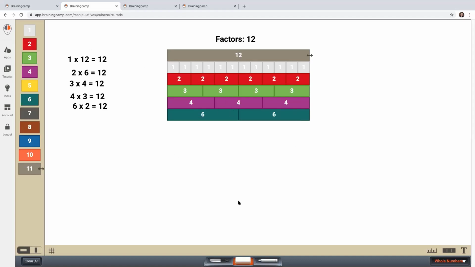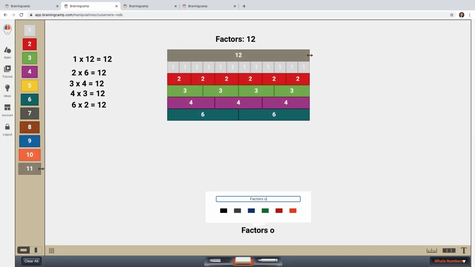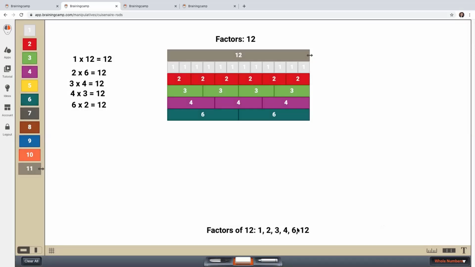So my factors of 12 are 1 times 12, 2 times 6, 3 times 4. Now 4 times 3, when I get to writing that out in a list, I don't have to repeat those two numbers. The same with 6 times the 2 or the 2 times the 6. So factors of 12: 1, 2, 3, 4, 6, and 12. These are my factors for 12.